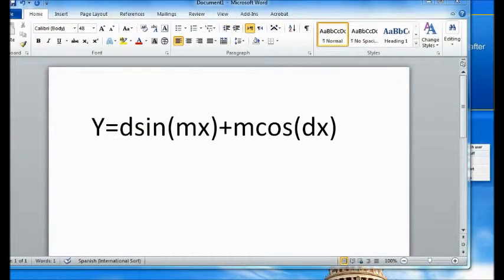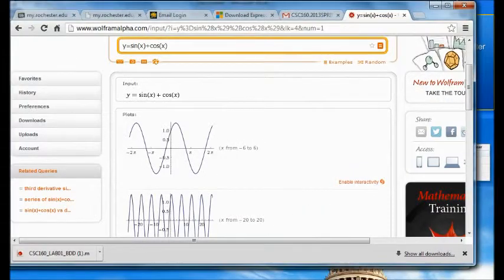Okay, so today we will be using Matlab to see how it graphs this equation right here, with D and M being coefficients. And we will see how it works. So here we see how Wolfram Alpha graphs sine x plus cosine x, D and M being the coefficient of 1. And so here we could see the different ways it graphs it, and we're going to try to do the same thing with Matlab and see how we could change things around and how it makes it look.